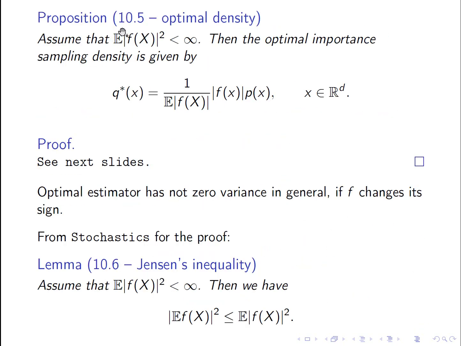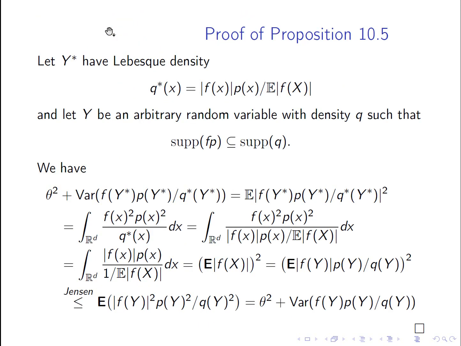Okay, let's prove now this proposition here, proposition 10.5. Okay, so q star is the supposed optimal importance sampling density. q star is absolute value of f times p divided by the first moment of f of x. And y star is a variable with this density. And we will compare the variance of this random variable with the variance of an arbitrary other importance sampling variable.